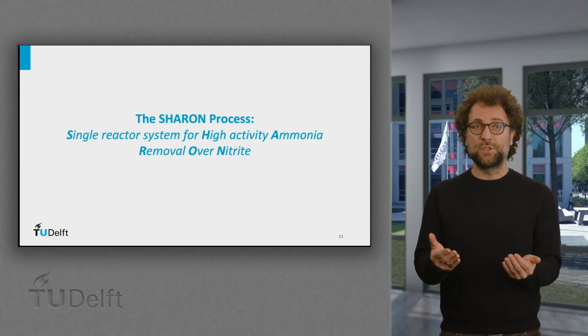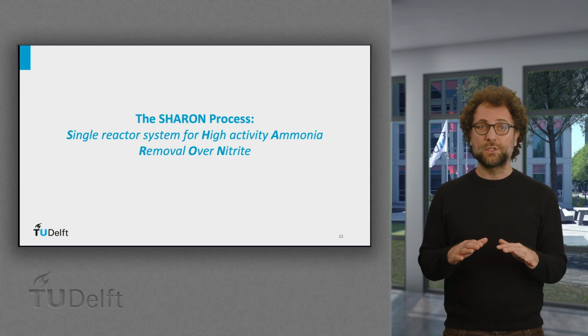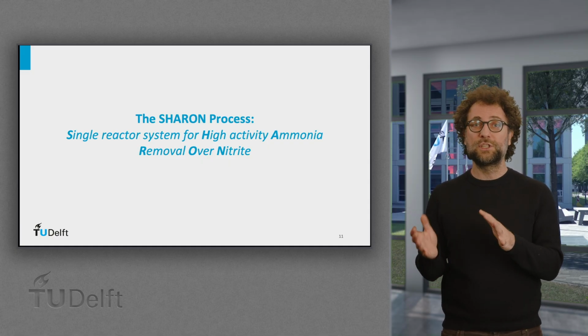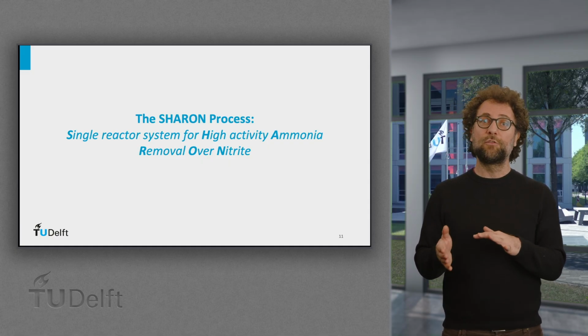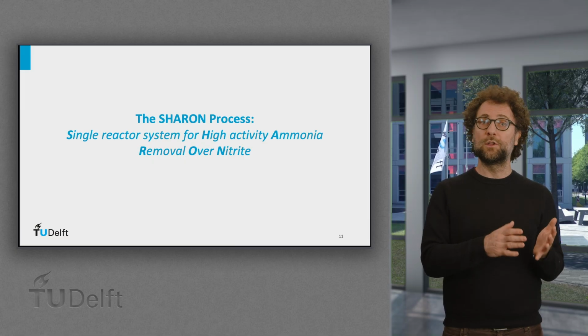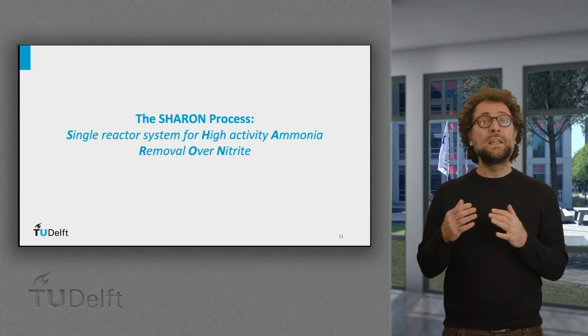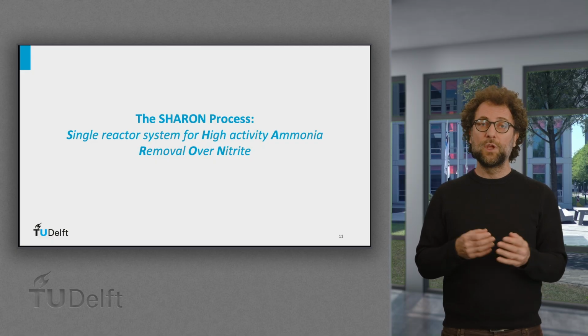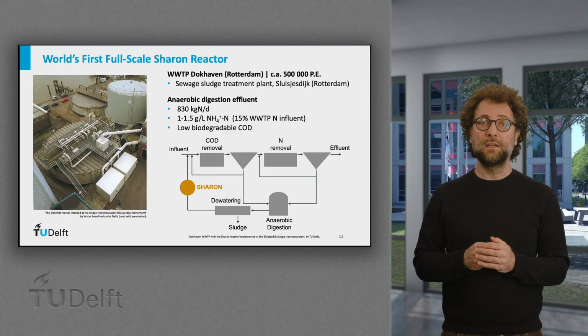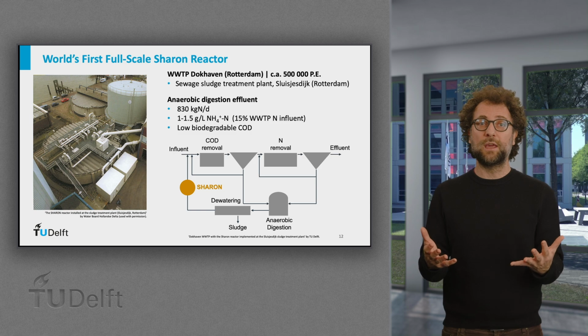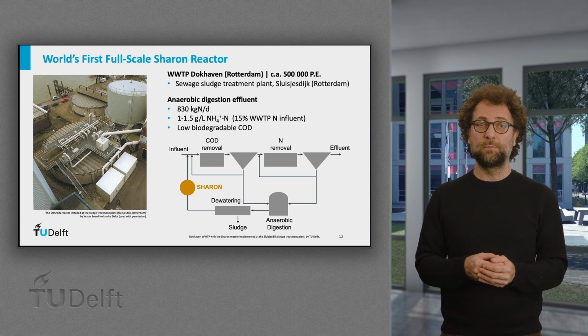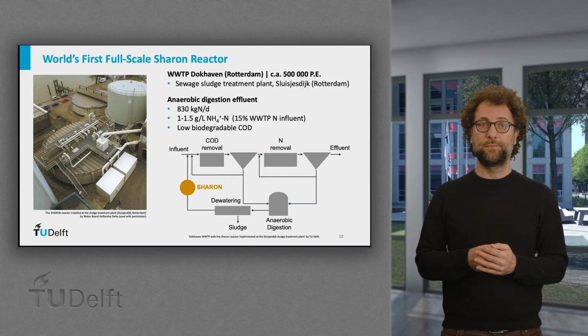On this simple principle, the Sharon process, an acronym that stands for Single Reactor System for High Activity Ammonia Removal over Nitrite, was developed at TU Delft in the 90s. In 1999, the first full-scale Sharon reactor was implemented in Rotterdam, only 3 years after the first idea was developed.